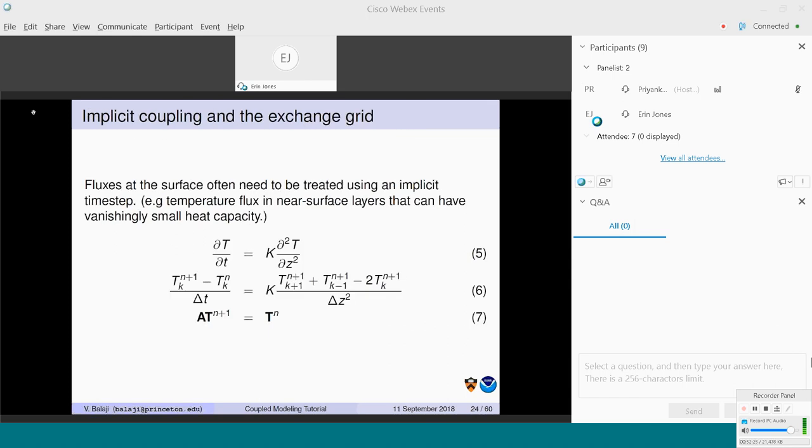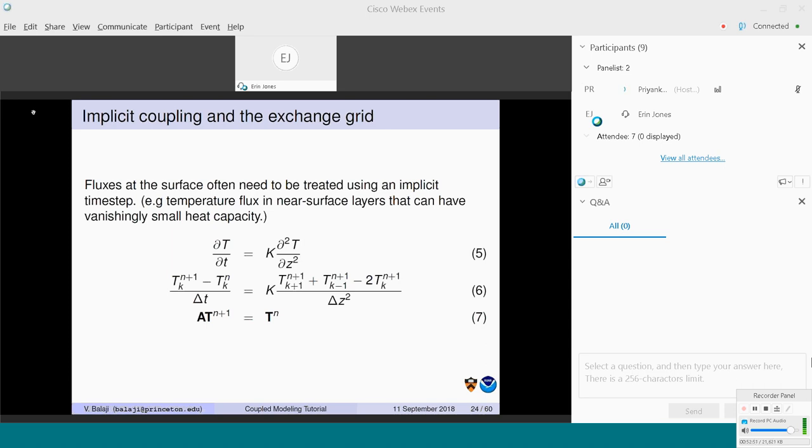And then the other problem, so this is the time-stepping problem, time-stepping instability, and I'll show some more examples in a bit. The other problem is that you have diffusion processes that are going through the surface. So the problem is that the atmosphere is a big reservoir of heat. The ocean in particular is a very big reservoir of heat. But you have these surface layers, which have very small heat capacity.